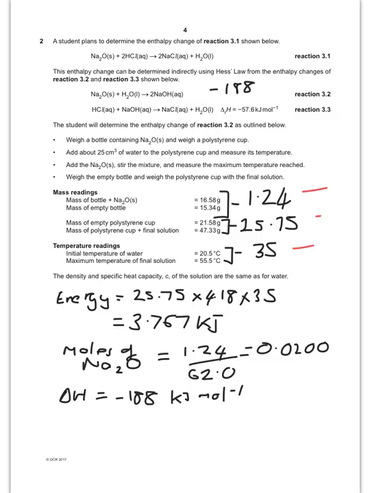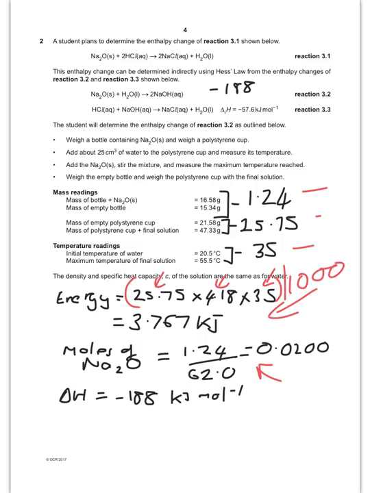And then the temperature difference is 35 degrees C. So you pop that into your equation, which is mass of water, which is here, times specific heat capacity of water times your temperature change. Divide it all by 1,000 to convert into kilojoules, and that gives you 3.767 kilojoules.